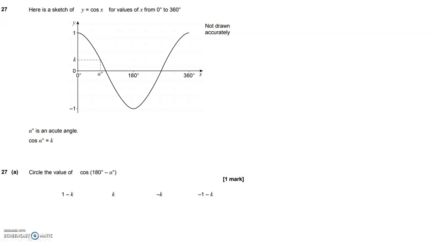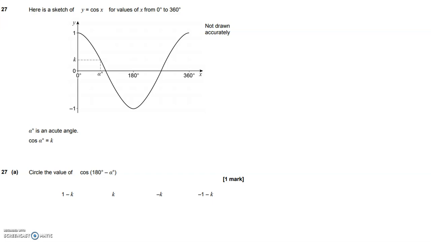Question number 27. Here is a sketch of y equals cos x for values of x from 0 to 360 degrees. And they're telling me that A is an acute angle, that means it's between 0 and 90, and that cos A equals k. Now this question is about the symmetry of the graph of cos x. It is not about the actual values of A and k, which I cannot find.